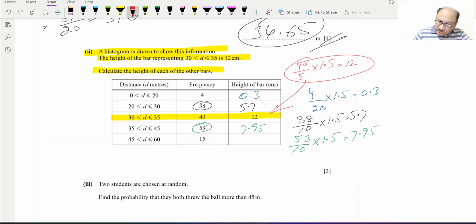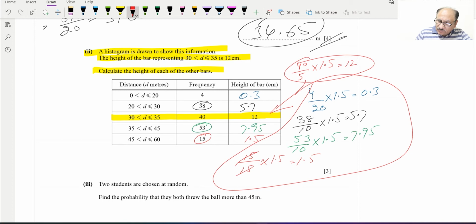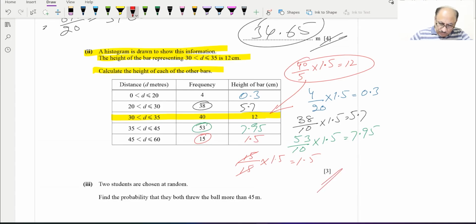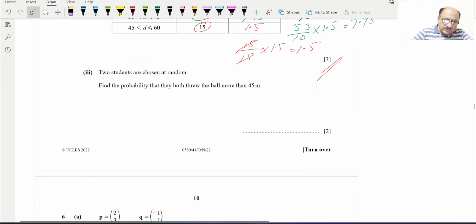And then we can check for this 15. So this will be 15 over class width, which is 60 minus 45, that is 15, into 1.5, and this will be cancelled, so the answer will be 1.5. 1.5 we can write here, and this is all the calculations part. For your explanation you can write on your answer sheet also. So this is done, and this was for 3 marks. Hopefully you understood this.